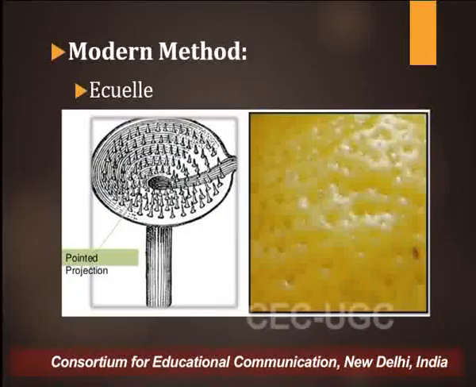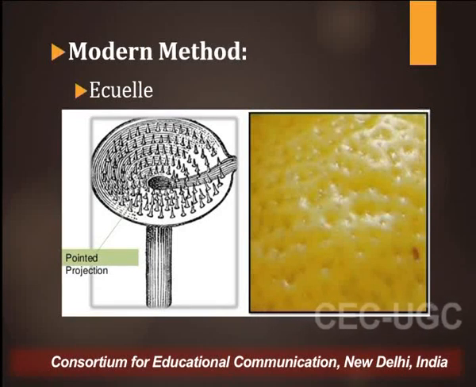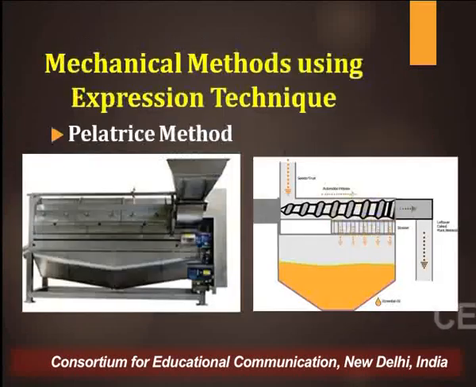a very low yield. Then further modifications were done in the expression method, and the modern method is the Éculé method. Though Éculé also is, I will not say it's a recent method, but in comparison to sponge and Scodella methods, it's a new method. Now here again, you can see we have a funnel like apparatus having pointed projections on it, and it is attached through a hollow tube below. So the peels of the citrus fruits are rubbed on these pointed projections, thereby rupturing the oil cells or the oil glands that are present in the peels, and it is continuously washed with water, and the water oil mixture passes down through this hollow tube into the collecting container, where the oil is separated from the water.